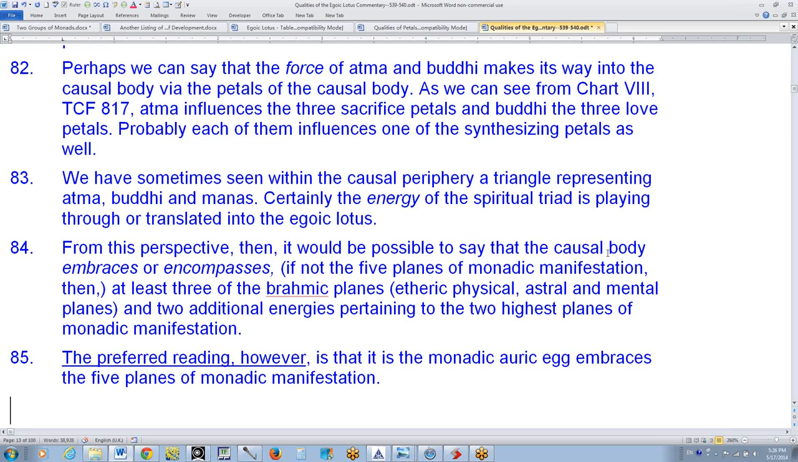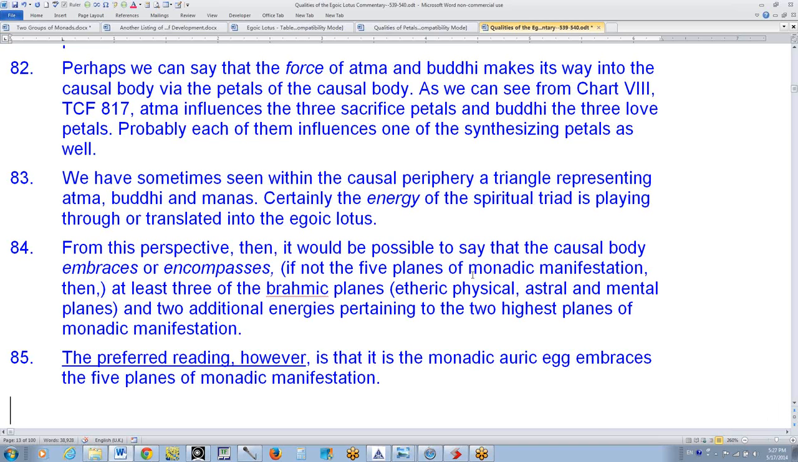From this perspective, then, it would be possible to say that the causal body embraces or encompasses, well, if not the 5 planes of monadic manifestation, at least 3 of the Brahmic planes, etheric, physical, astral, mental, and 2 additional energies, which somehow are centralized within the sphere of the causal body, but they are not co-substantial.